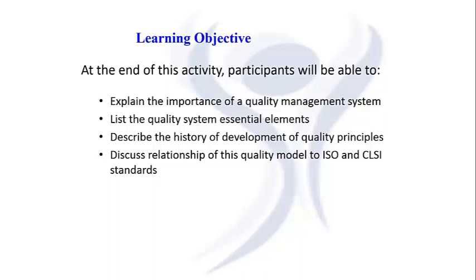Learning objectives. At the end of this activity, participants will be able to explain the importance of a quality management system, list the quality system essential elements, describe the history of development of quality principles, and discuss the relationship of this quality model to ISO and CLSI standards.